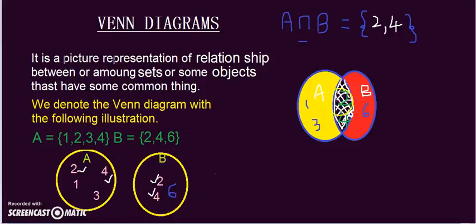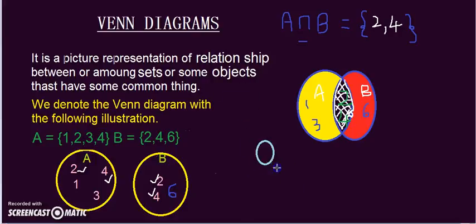So we represent all the elements: 1, 2, 3, 4 and of course the 6. So 1 and 3 will be here and 6 will be here. The common elements, which are the intersection, will be in this part. So we can represent it very easily.